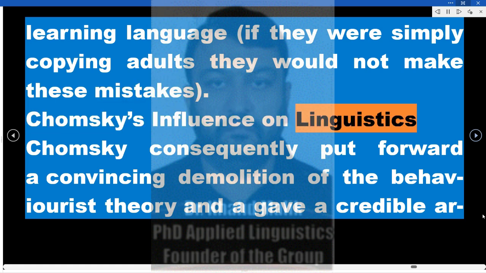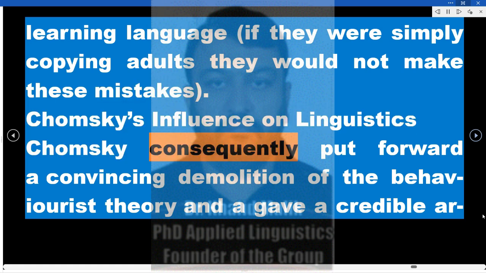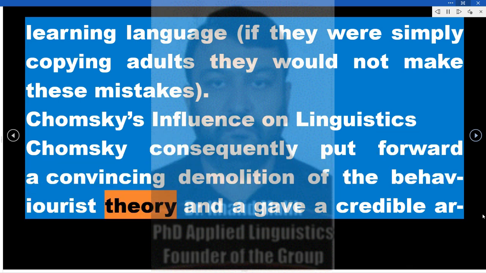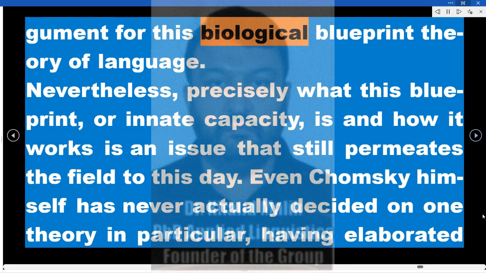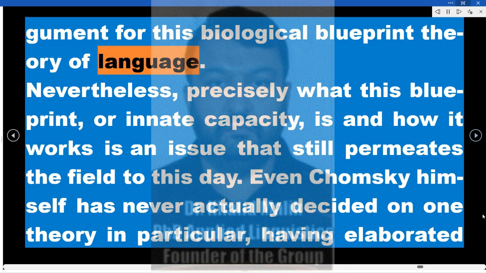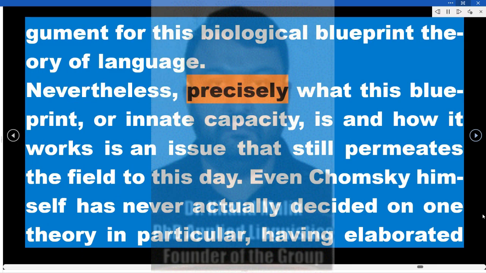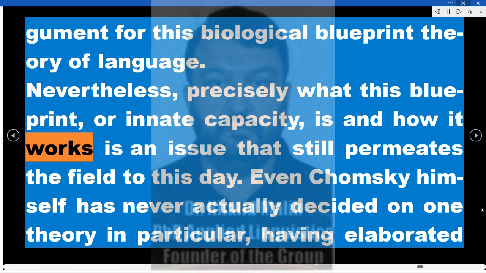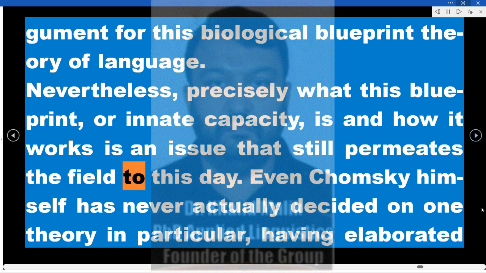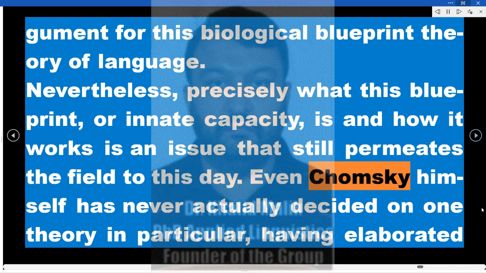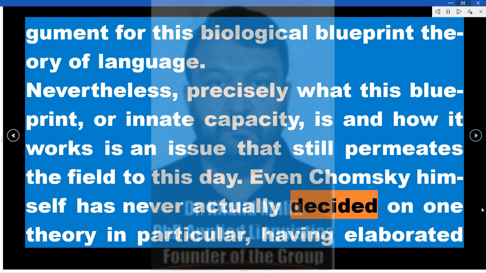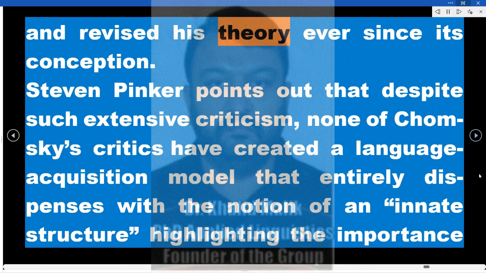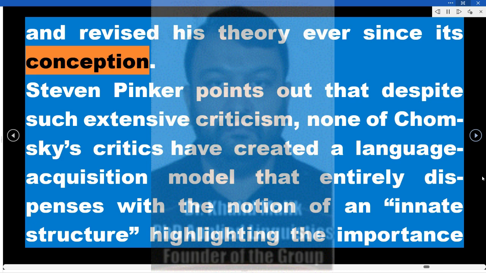Chomsky consequently put forward a convincing demolition of the behaviorist theory, and it gave a credible argument for this biological blueprint theory of language. Nevertheless, precisely what this blueprint, or innate capacity, is and how it works is an issue that still permeates the field to this day. Even Chomsky himself has never actually decided on one theory in particular, having elaborated and revised his theory ever since its conception.